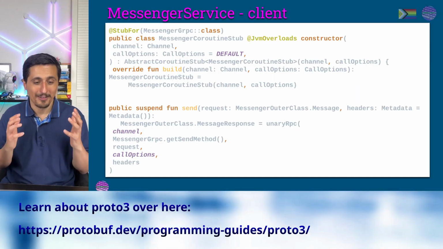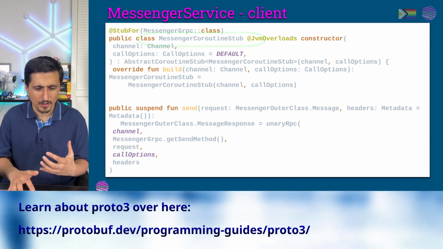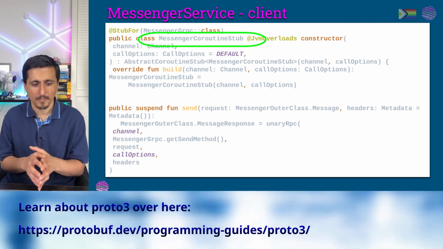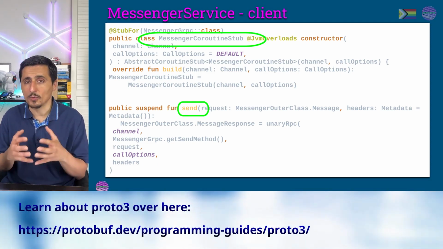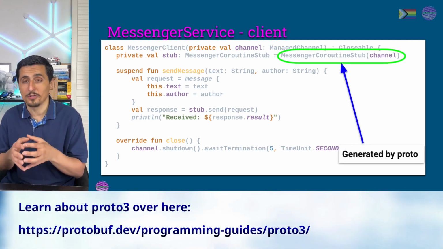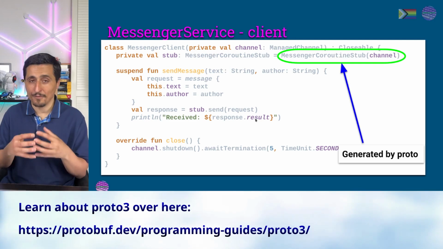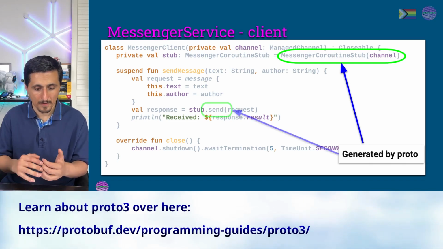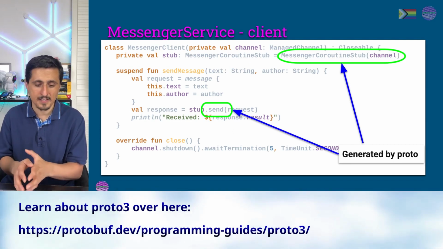Okay, so this is the code that we need to use for the client. And for the client, we've got one interesting class that is the MessengerCoroutineStub. This is automatically generated for us. It has a builder and it has a send. This send request we can use in the client, and we will use the MessengerCoroutineStub with a channel in it. The thing is that the MessengerCoroutineStub is actually a functional class that will allow us to send requests to our service. And so the way we use this is first we create a stub with a channel. I will explain later what a channel is.